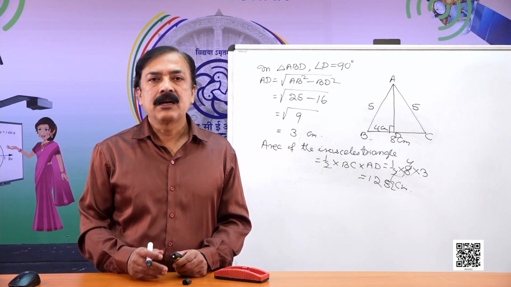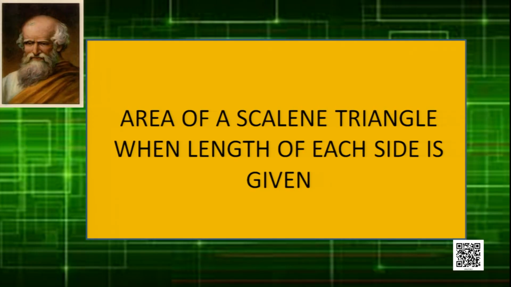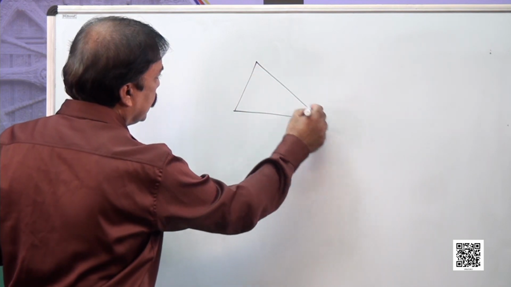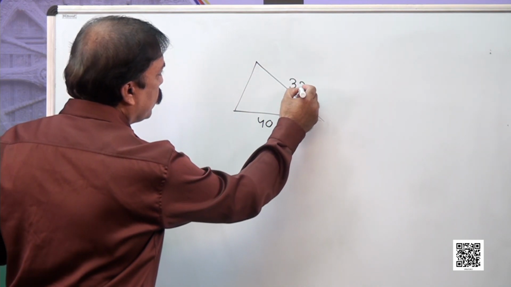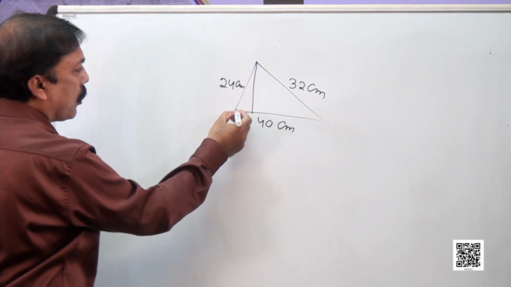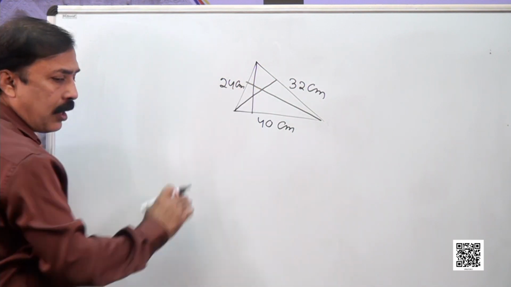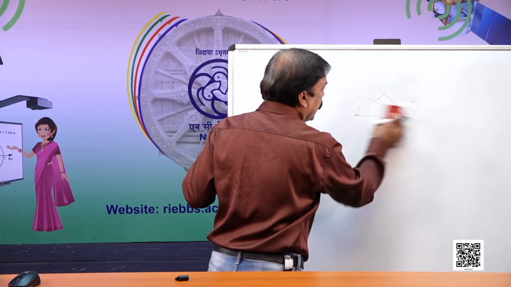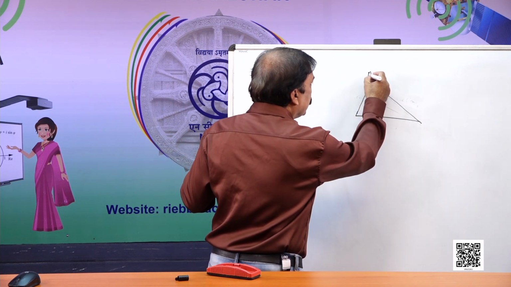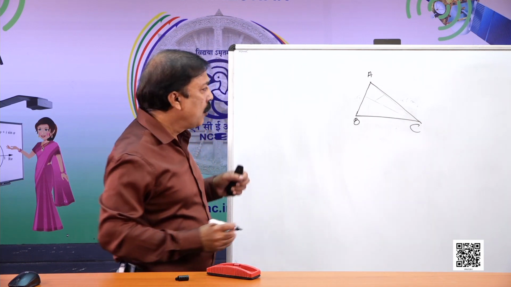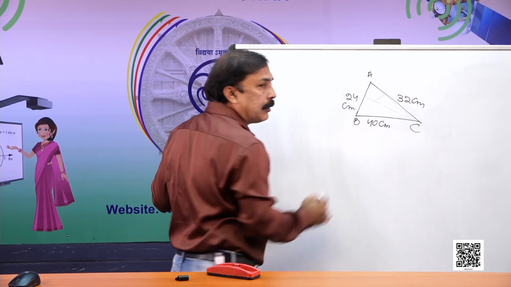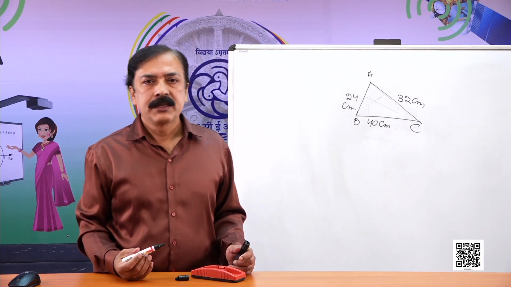Let us come to another triangle, that is area of a scalene triangle when length of each side is given. Let us get a scalene triangle whose sides are say 40 centimeter, 32 centimeter and 24 centimeter. Can you find this height or this height or this height? It is not so easy to get the length of the height in case of a scalene triangle. So, how to find the area of this scalene triangle?